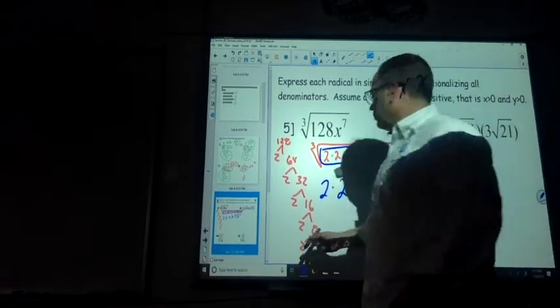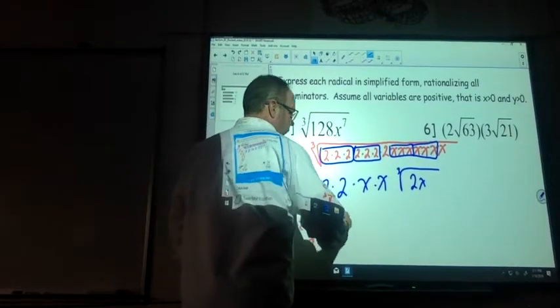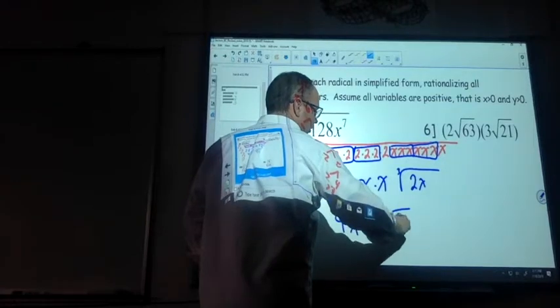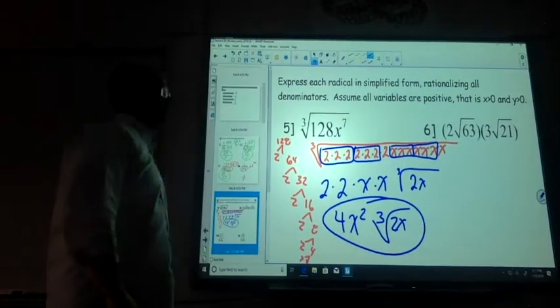Okay, so do the arithmetic. 2 times 2, 4. X squared. And then I get third root of 2x. Oh, we're on factor trees. That is so awesome.